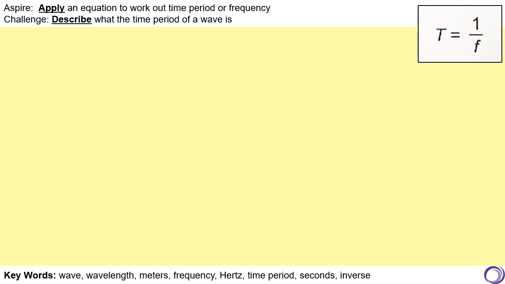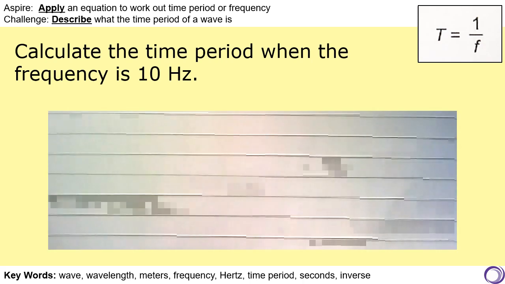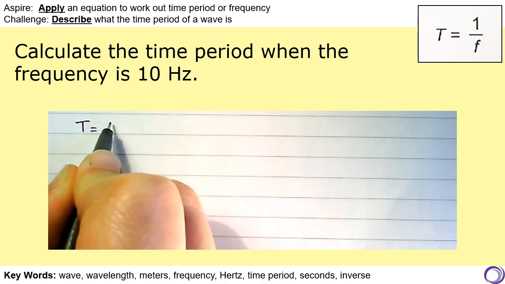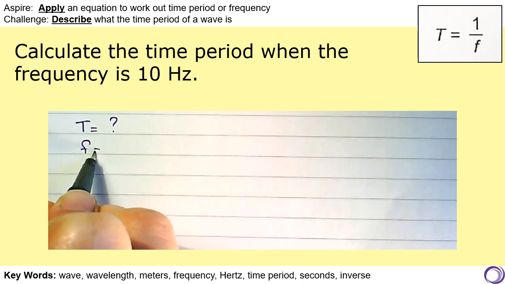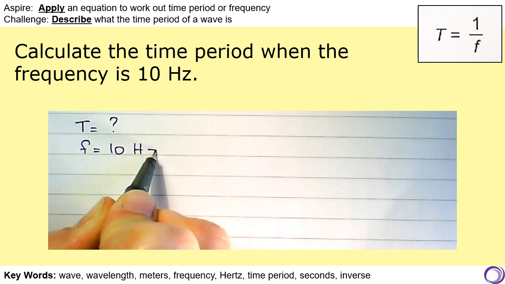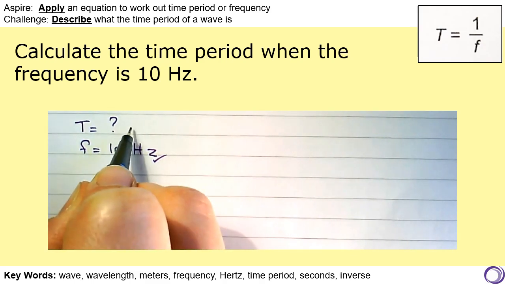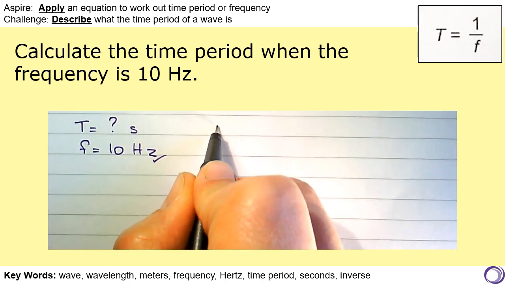So now let's look at how we would use this equation in an exam question. In this question, I need to calculate the time period when the frequency is 10 Hertz, and I'm going to show you how to do this. So in this question, we're being asked to work out what the time period is. So that is our unknown. And we're given the frequency. So the frequency is 10 Hertz. Now it's just worth checking that that's the correct unit for frequency, and the unit for our time period is going to be seconds. So the first thing that I'm going to do is write the equation.